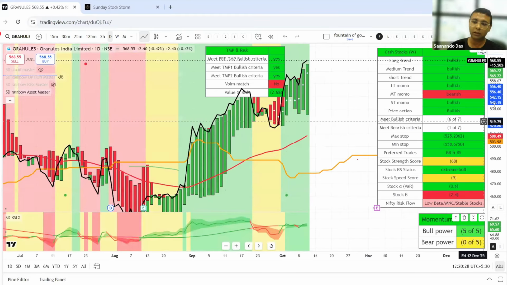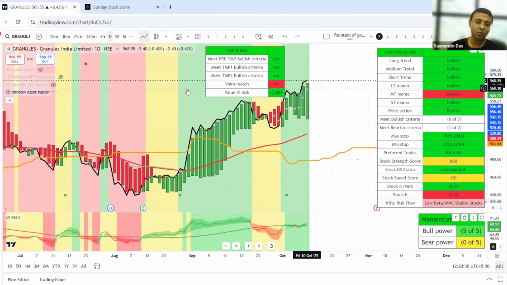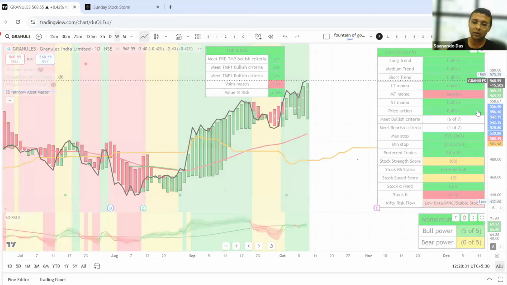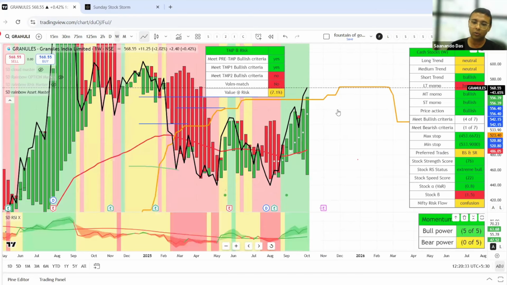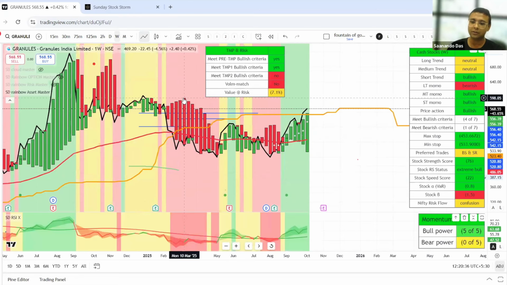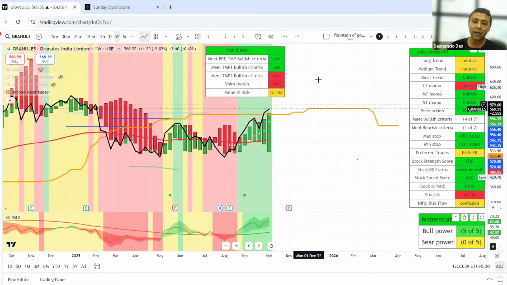One last question came up on Granules. It is going up in the daily chart. In the weekly chart, you can see it broke a flat line, so it is going to face resistance. Let Granules make a consolidation above this or create a V above the flat line. Then you can expect a significant rise in Granules.